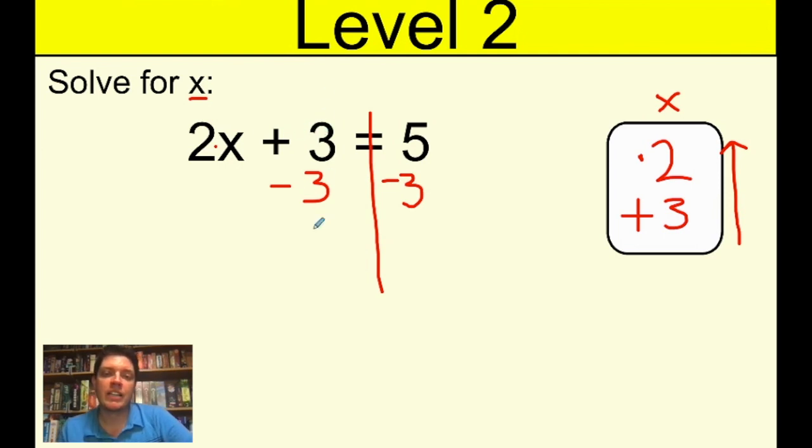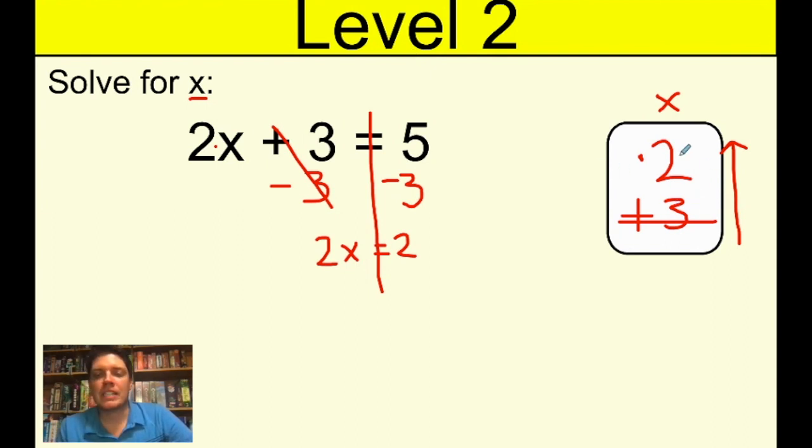You'll notice how I lined up like terms. 3 minus 3 equals 0. It's going to go away. 5 minus 3 is 2. We still have our equal sign right here. And I still have a 2x over on this side. So let me go ahead and write that down. Now, I'm just going to cross that item off the list because we just took care of it.